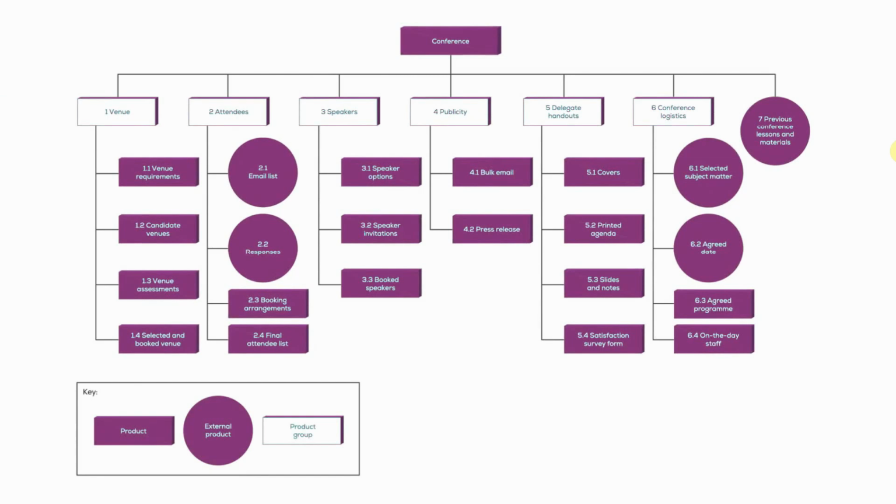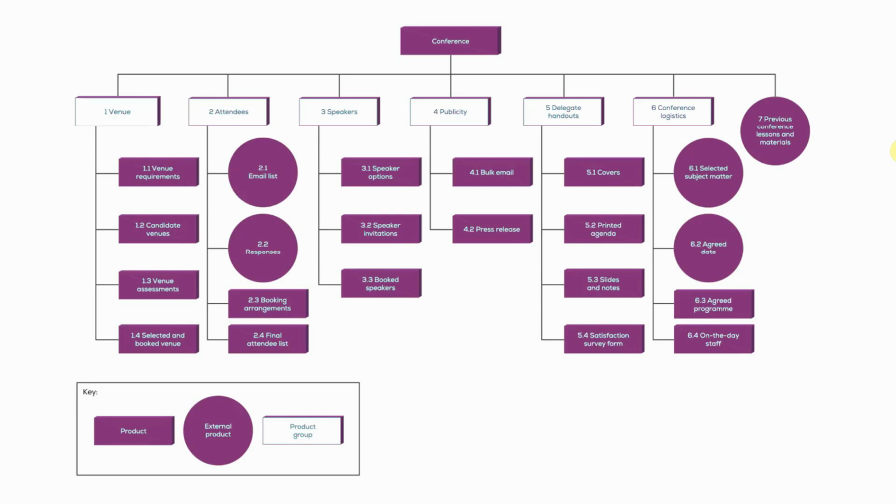We always read breakdown structures from top to bottom. So the top here, we've got the product, we've got the held conference, that's the project's product. And then you'll see we've got these groups or these headings. And underneath each of these headings, we've defined all of the products that would need to be delivered within that category. So let's just go through this diagram very quickly.